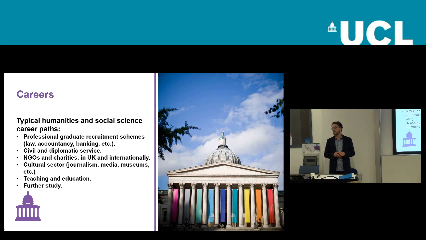But also the range and scope of this degree, I think, orients students perfectly for careers in the civil service and in the diplomatic service, in non-governmental organizations and in charities, both in the UK and abroad. In the cultural sector, we have students who've graduated from our MA and MSc programs who've gone off and worked in journalism, in other forms of the media, in museums and galleries, other parts of the cultural sector. Of course, this type of degree also leads very effectively into teaching and education as well. Students with humanities and social sciences degrees will often go and get PGCEs, become primary teachers, secondary teachers. There are various routes into that.